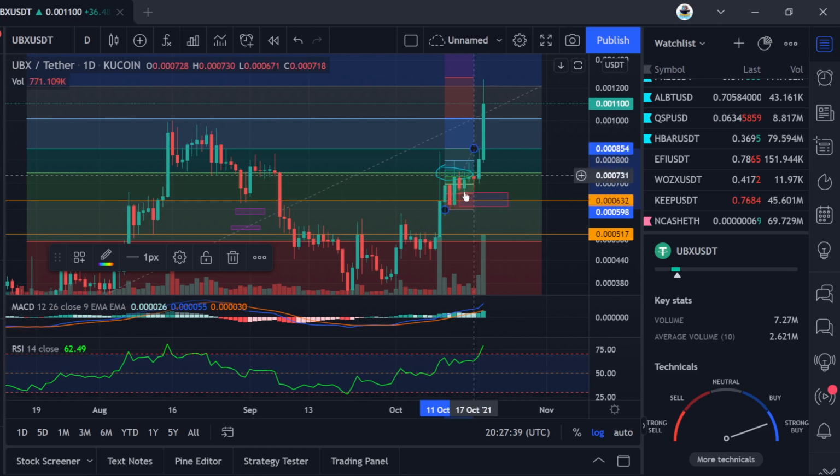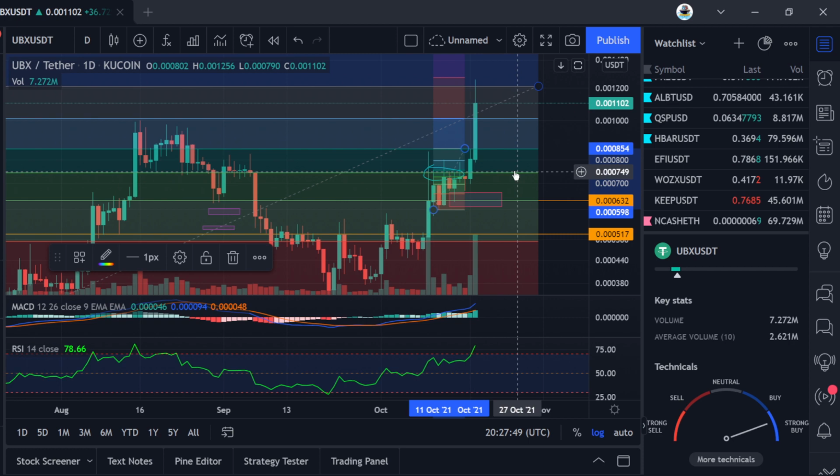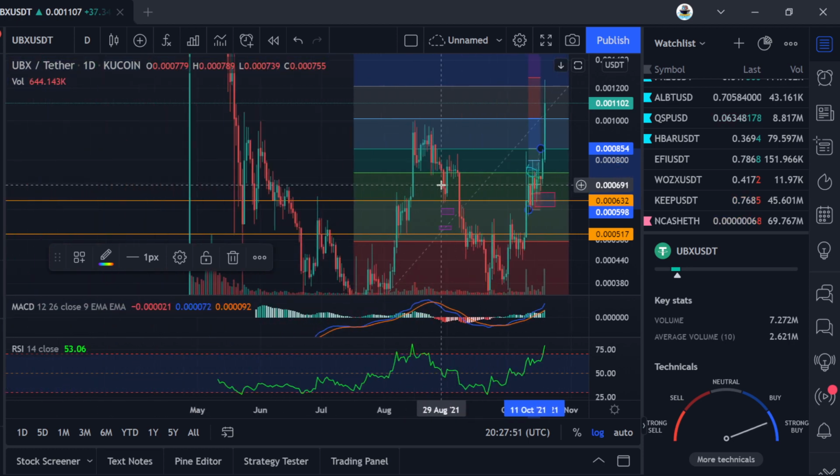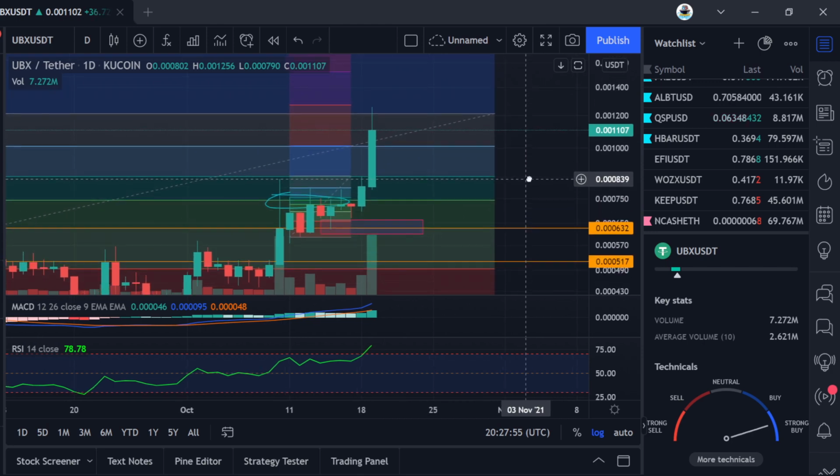I know the prices aren't gigantically different at these levels, but it may make a difference in the long run. Who knows? Imagine if this gets to $1 one day. I'll be laughing for sure. But very interesting movements from this UBX in the last couple of days.